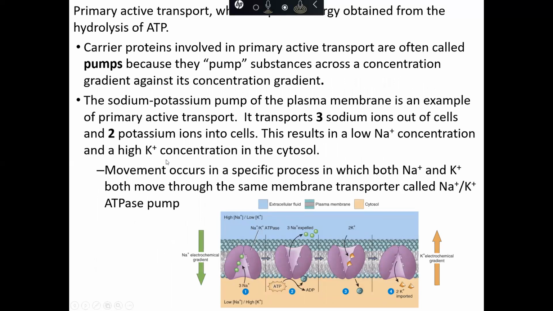During primary active transport, we utilize the energy obtained from the hydrolysis of ATP to pump something against or across its concentration gradient. In other words, from low to high. Anytime you see the word pump, it's going to involve primary active transport, which means that we're talking about using ATP and we're going against the gradient.